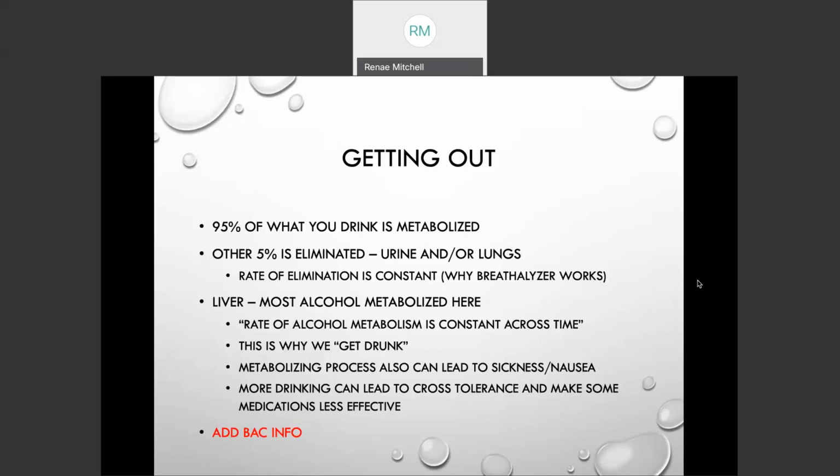And I've noted here to add blood alcohol content information. I actually have that on a slide later, so we'll talk about that in a moment.